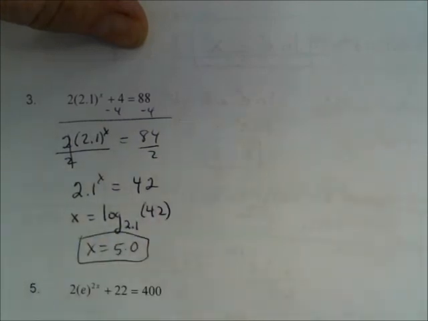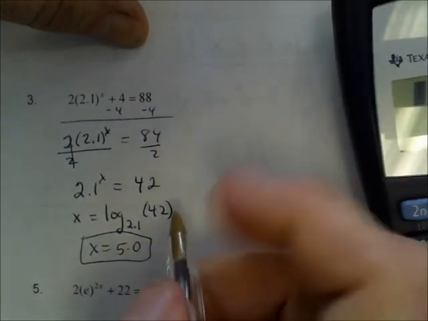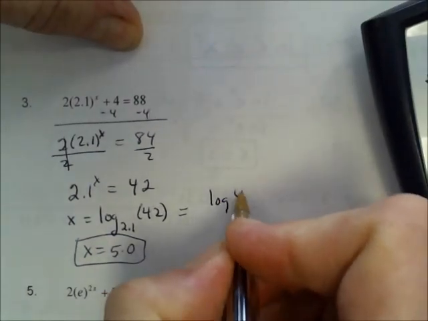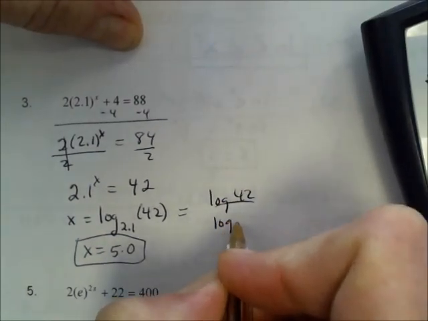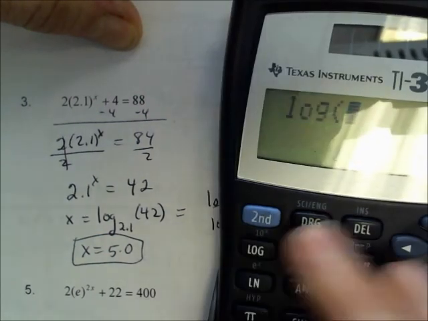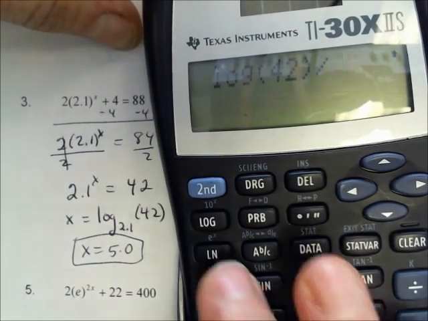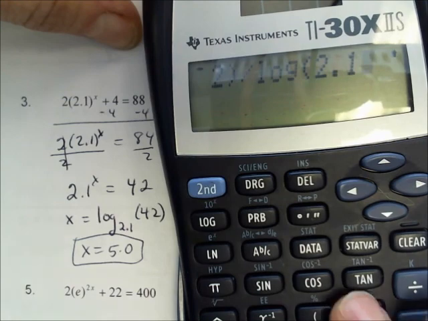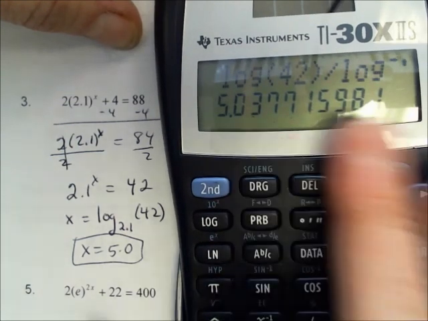And if you have another calculator, this one is the log of 42 divided by the log of 2.1. So the log of 42 divided by the log of 2.1 is 5.03, same answer.